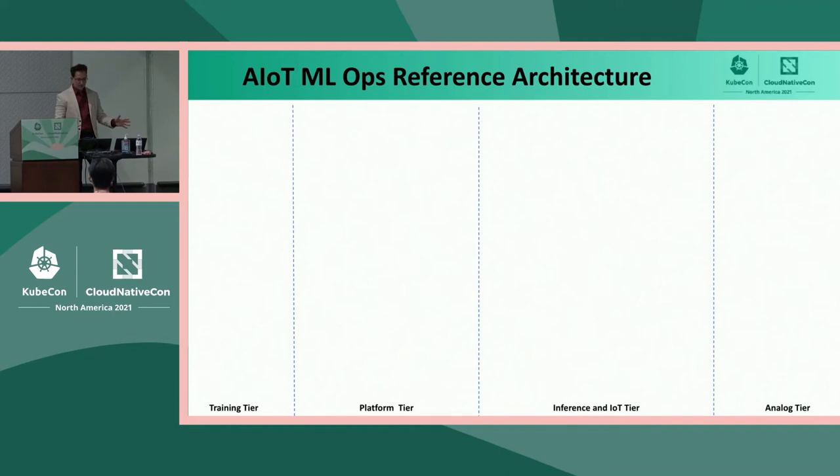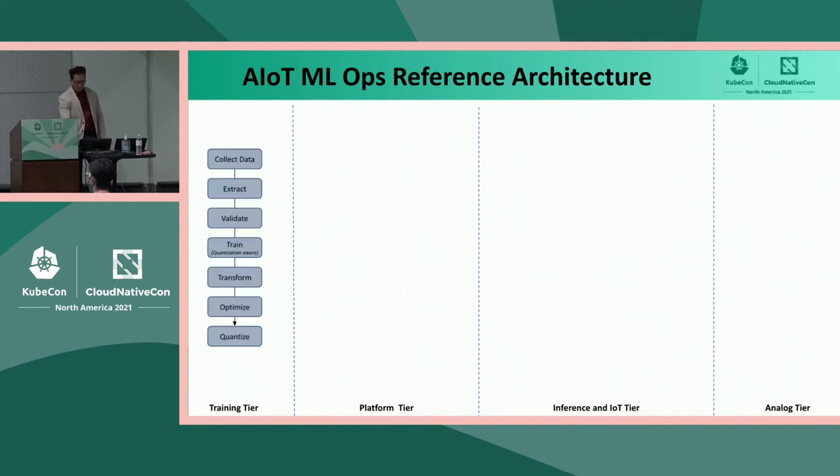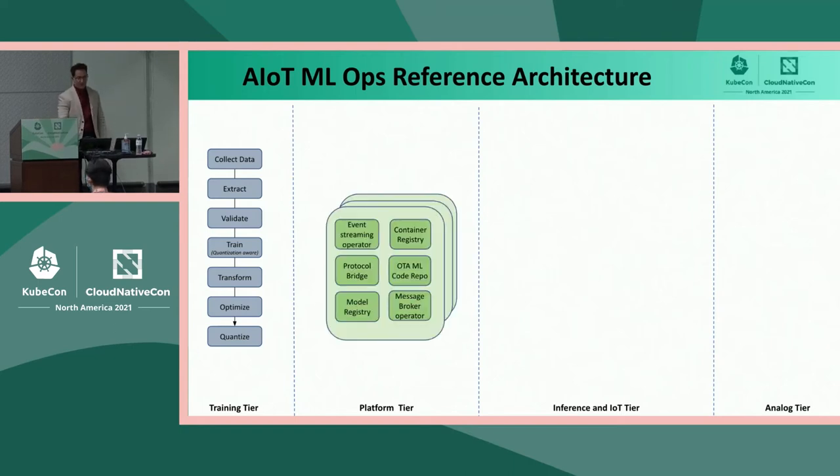The first tier is the training tier that runs all the ML pipelines that get the data, extract, validate, train, transform, quantize, and all the good stuff that happens on the training tier. The second tier is the platform tier. This tier hosts various services such as a private container registry, which is important for the edge tier because you can't be waiting on Docker Hub and Google container registries to download. There's no access to that on the edge tier, or even if there is, the bandwidth is limited.